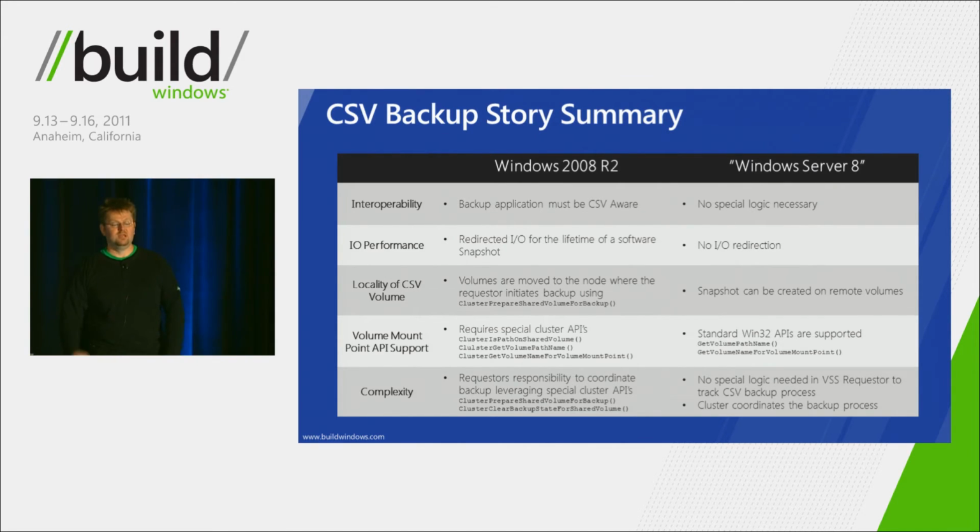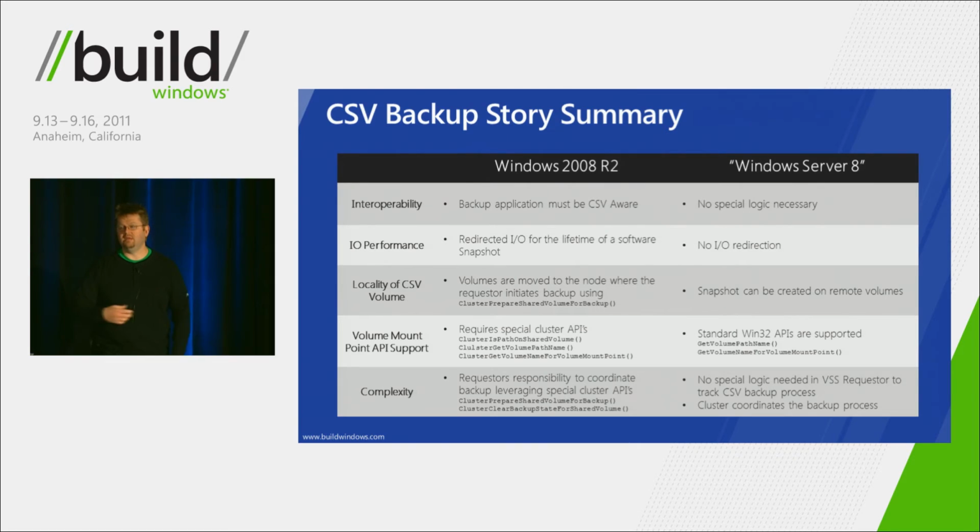I/O performance. So we're in redirected mode during the duration of software snapshots. That's no longer true. So there's no more performance degradation while doing backups. Locality of CSV. We no longer move the CSV volumes around when we need to do snapshots, because we used to have to move it to whatever node we were orchestrating it on, and we no longer have to do that.